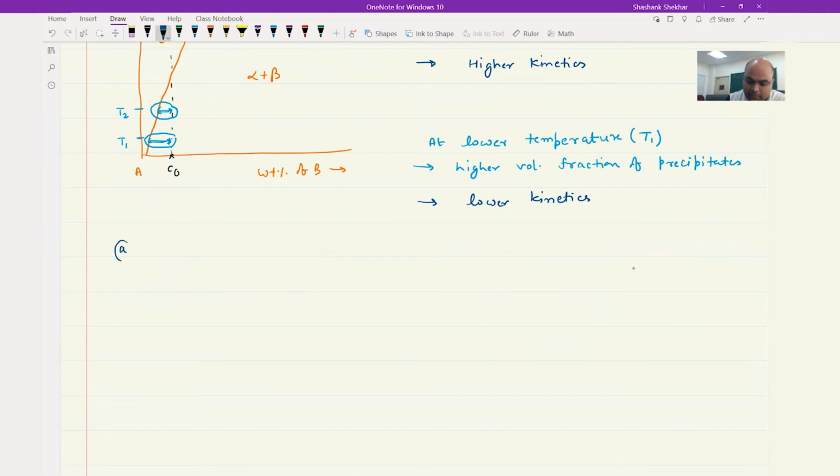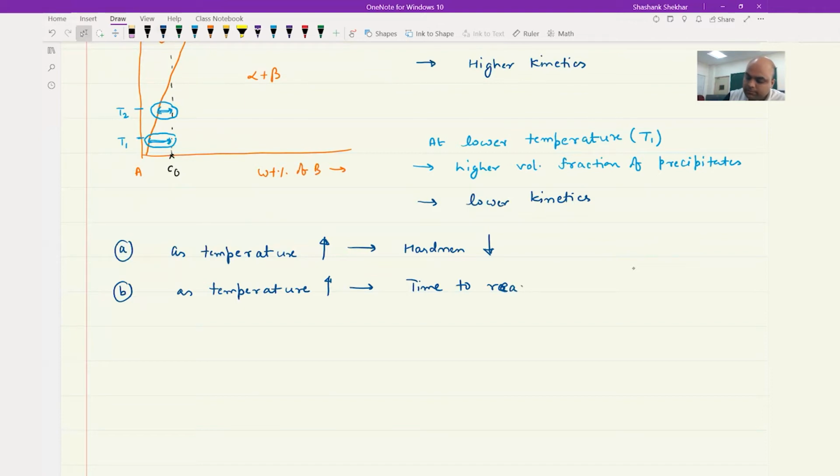So the first point is, as temperature increases, what is going to happen? Your hardness is going to decrease. That is point number 1, because the volume fraction of the precipitate is going to decrease. Now the second point, as temperature increases, the time to reach peak hardness is also going to decrease. Okay, so when you increase the aging temperature, both hardness as well as time to reach peak hardness will decrease. These are the two things you are going to observe with respect to aging temperature.